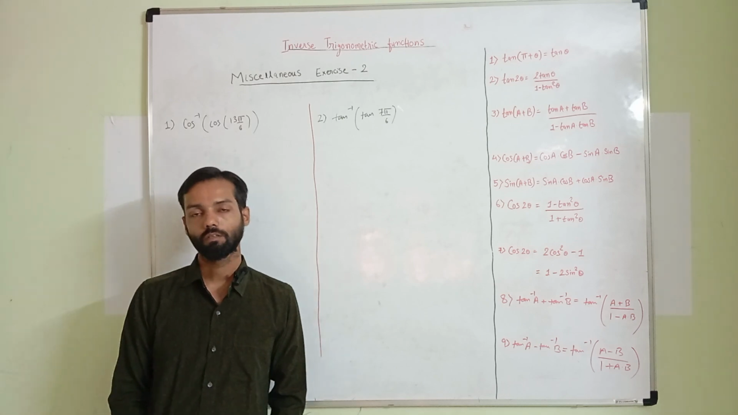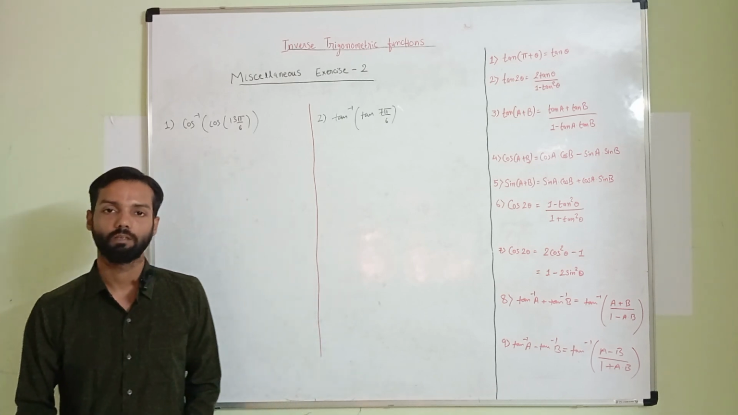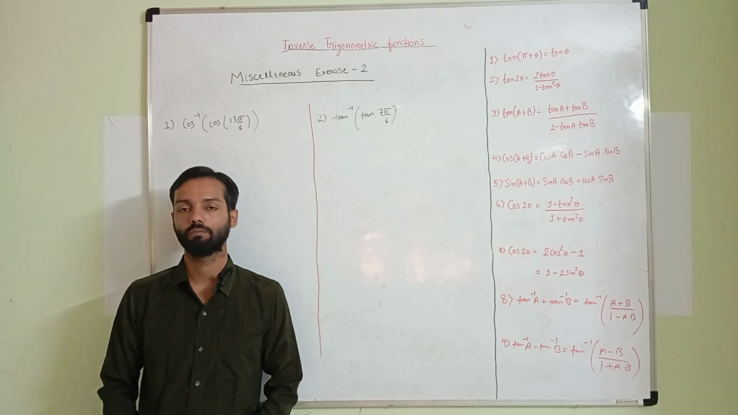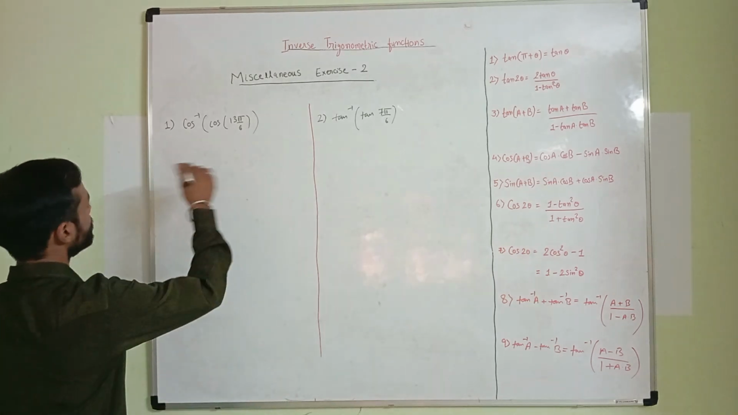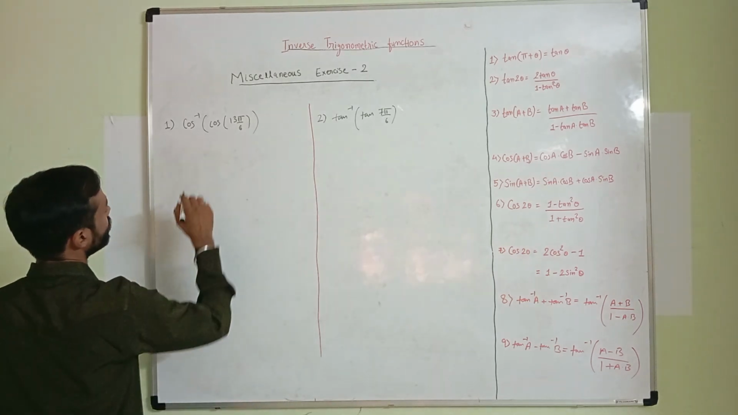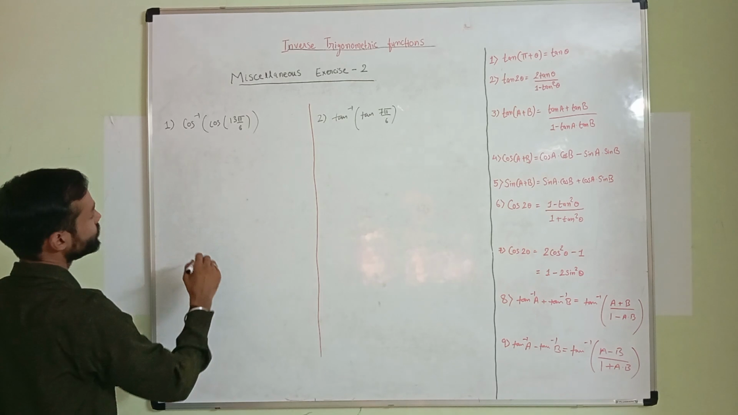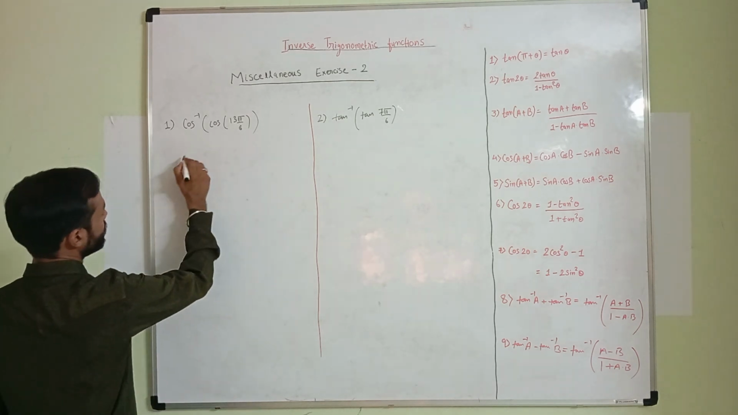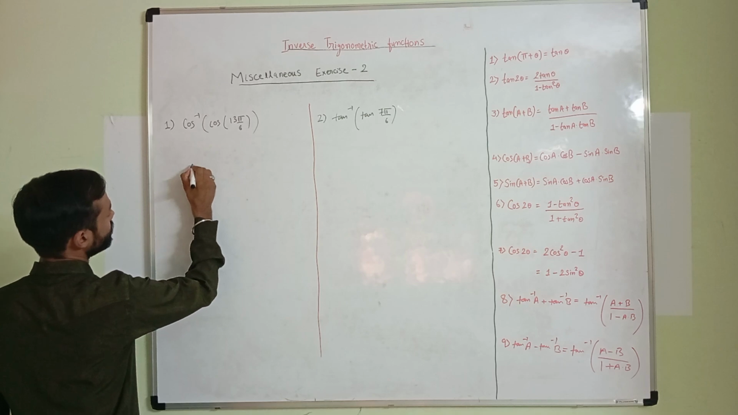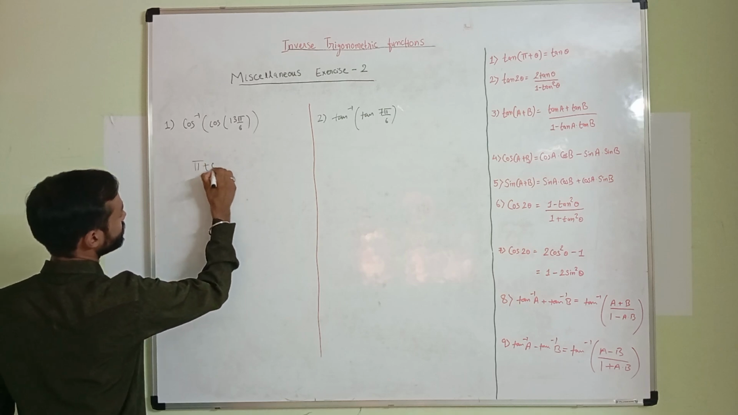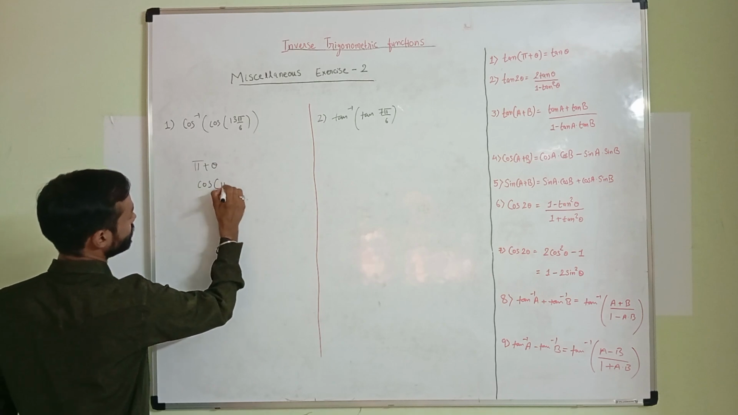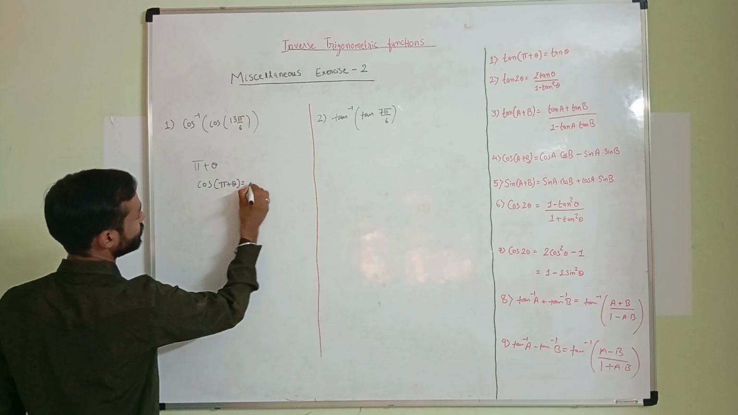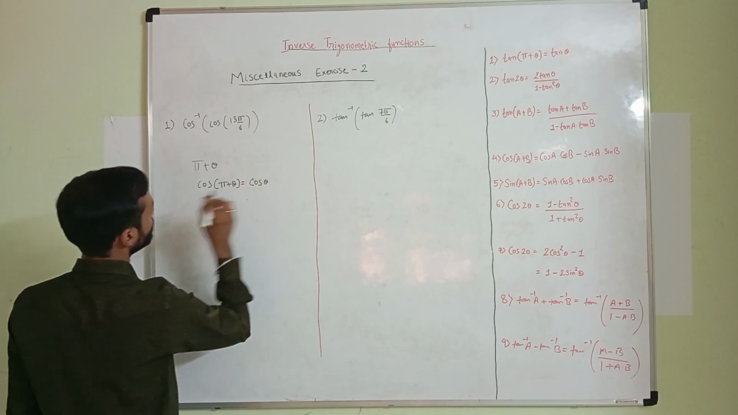Hello students, in today's session we will see miscellaneous exercise number 2 of the inverse trigonometric functions chapter. The first question is to find the value of cos inverse of cos 13 pi by 6. We will convert this 13 pi by 6 such that it takes the form of pi plus theta. Only then can we write that cos of pi plus theta is equal to cos theta.